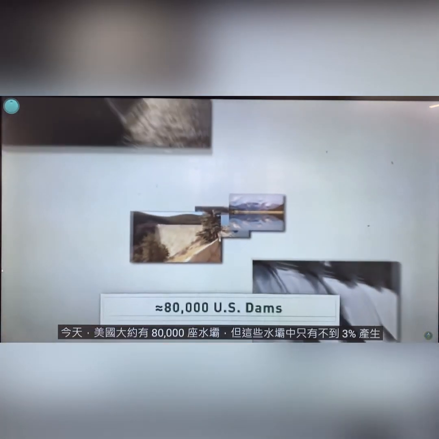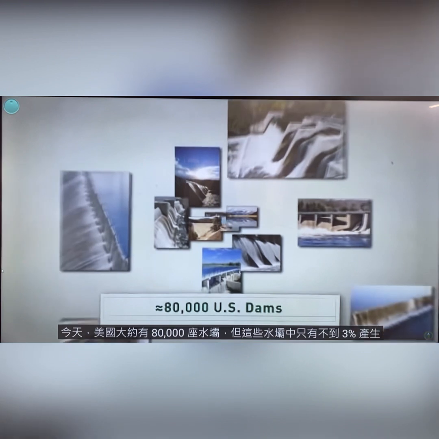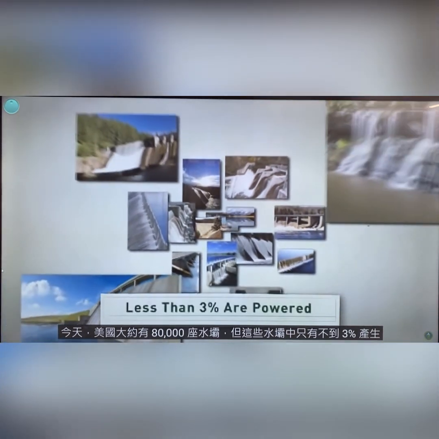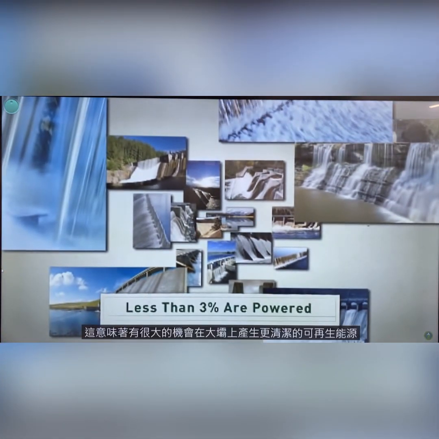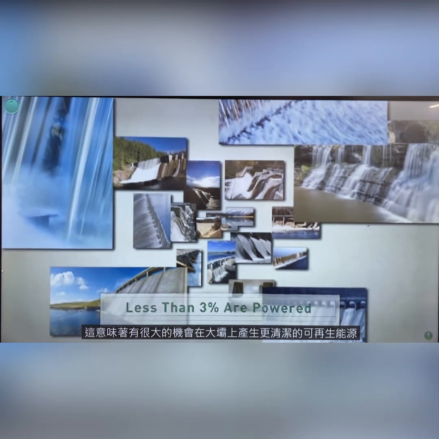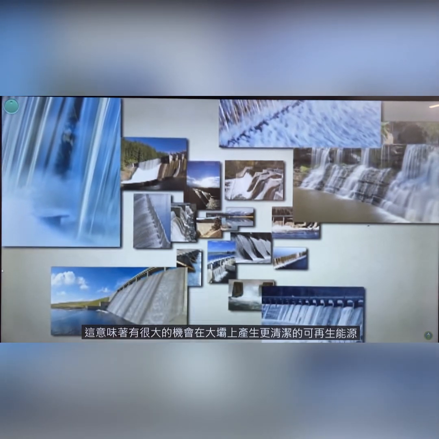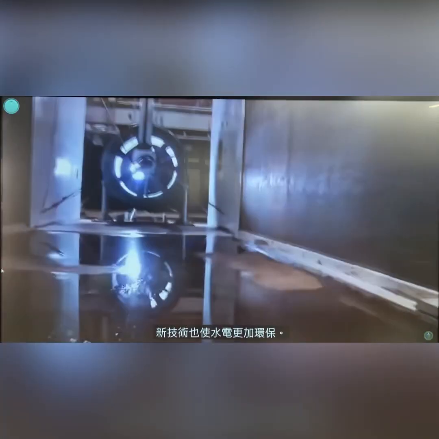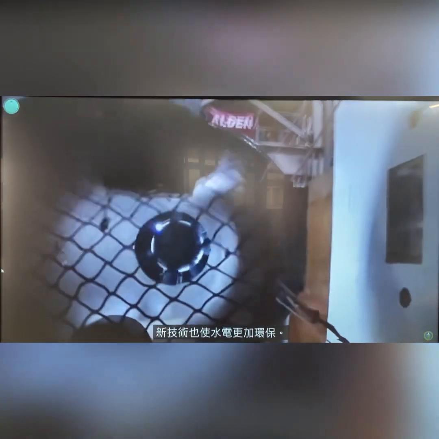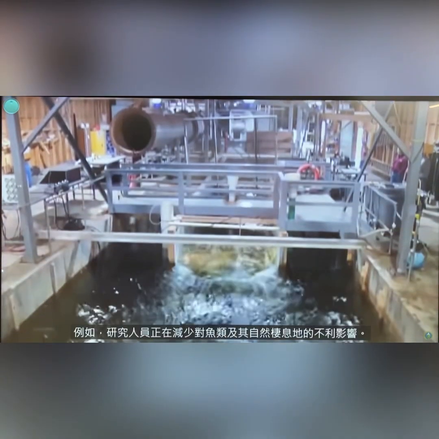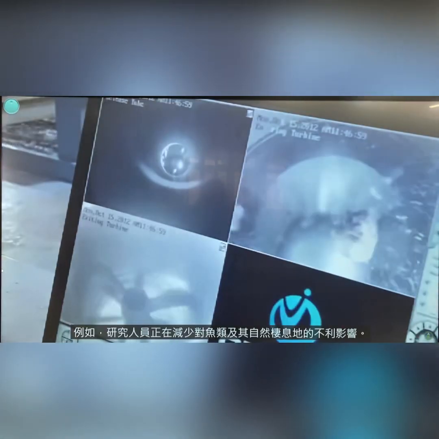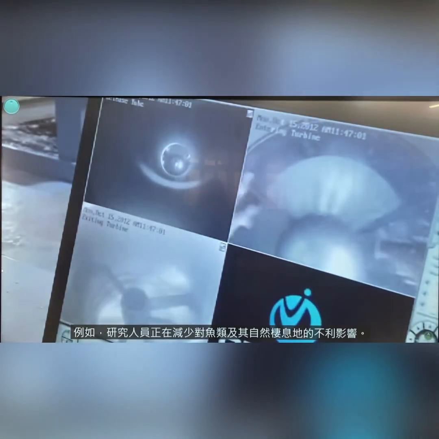Today, there are about 80,000 dams in the US, but less than 3% of these dams produce power. That means there's a big opportunity to generate more clean, renewable power at dams we've already built. New technology is also making hydropower even more environmentally friendly. For example, researchers are reducing adverse impacts on fish with fish-friendly turbines. And fish ladders, like these, let them swim around dams.